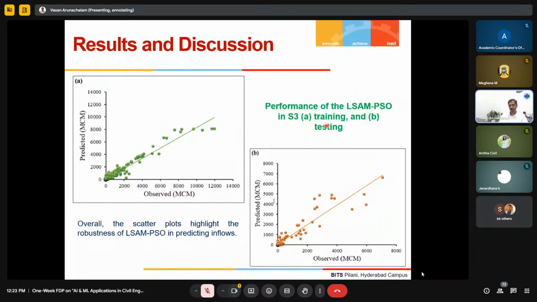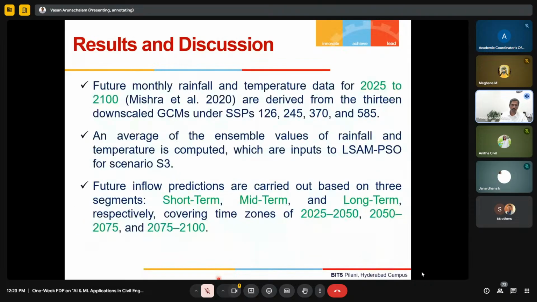But more specifically, what you see here is the LSTM approach using this hyperparameter tuning with the particle swarm optimization part, which is actually doing reasonably well in the prediction of all these inflows. Okay, that is what you see.